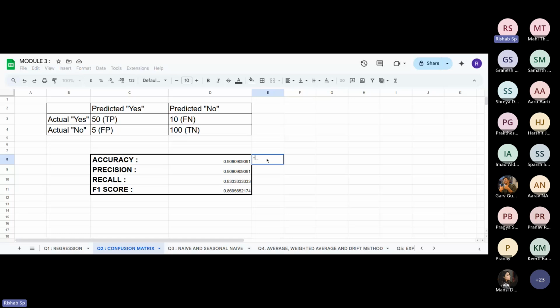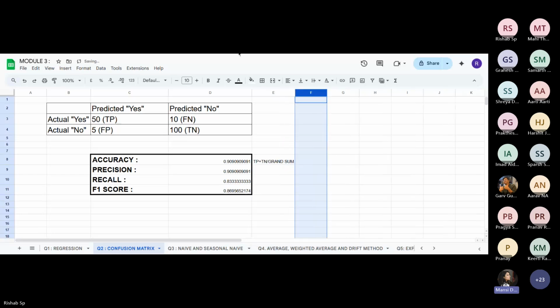For accuracy, what's the equation? TP plus TN divided by grand sum. Grand sum means what? Total sum.